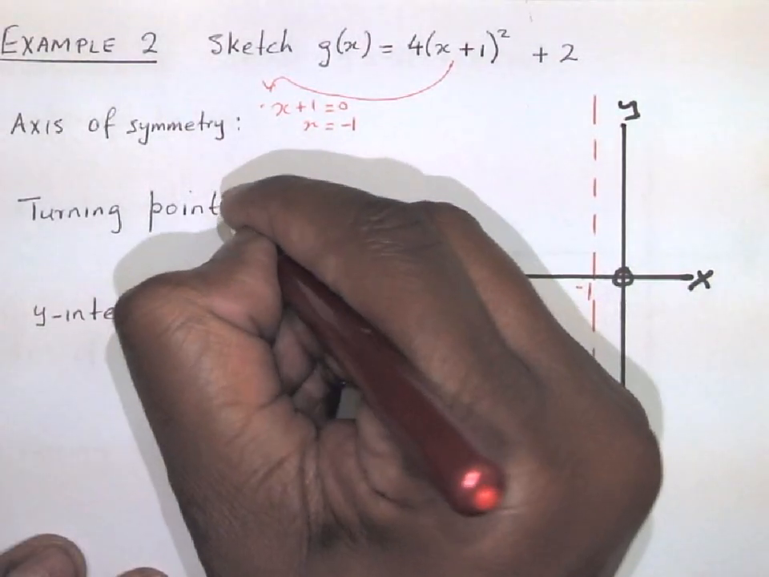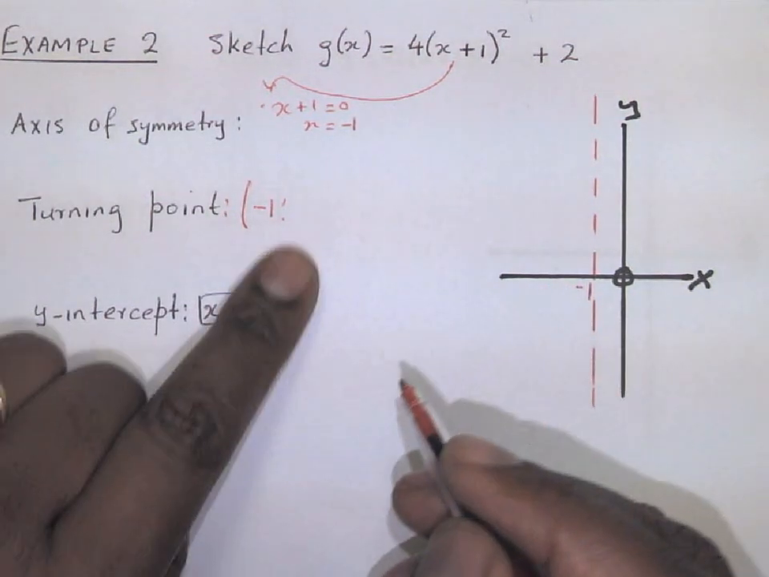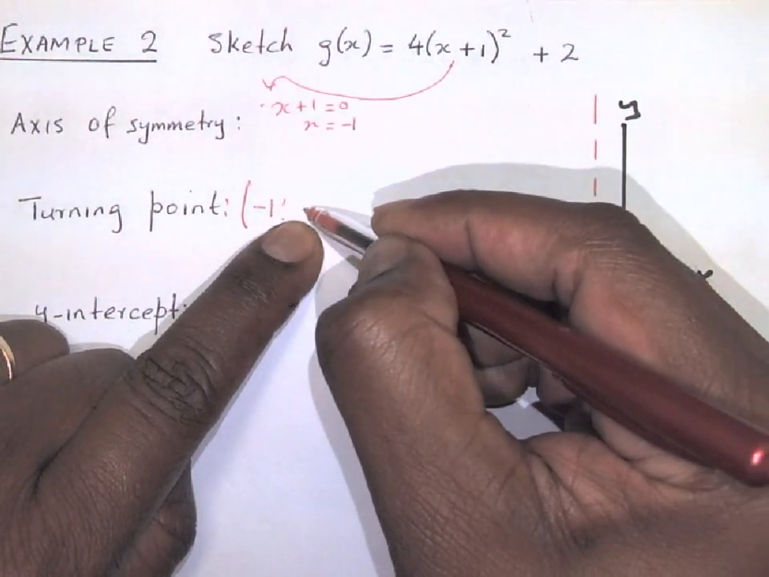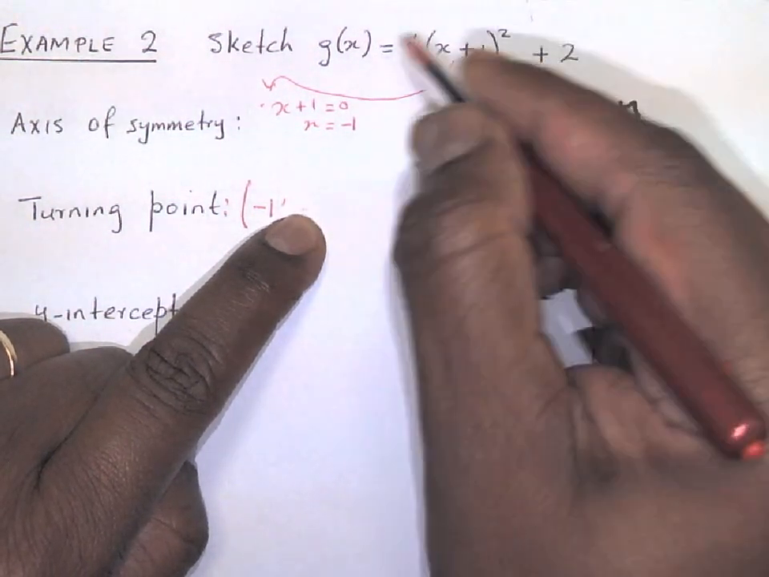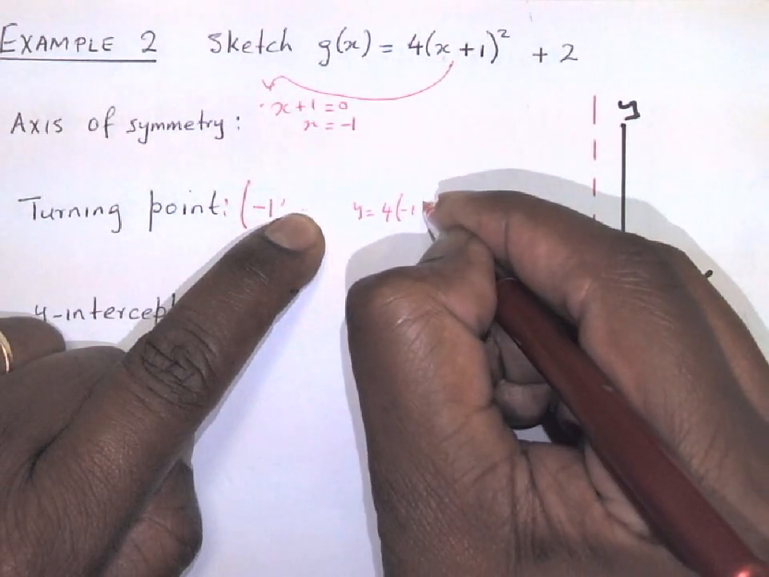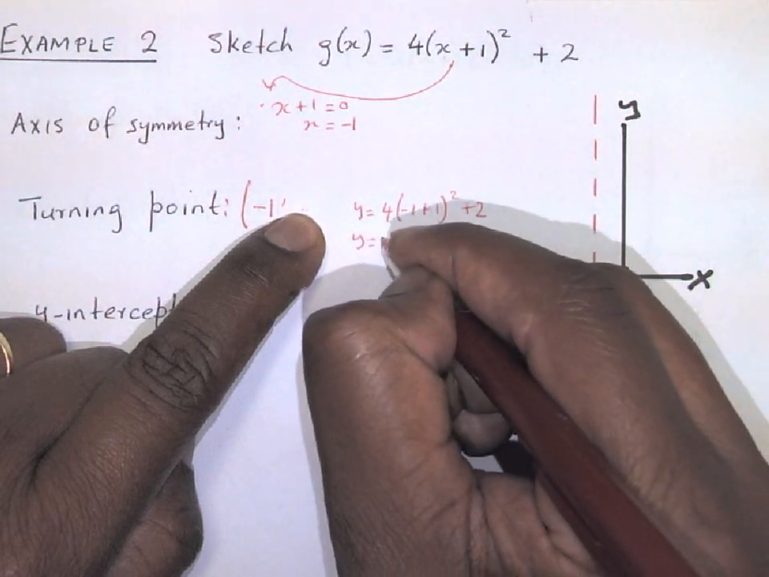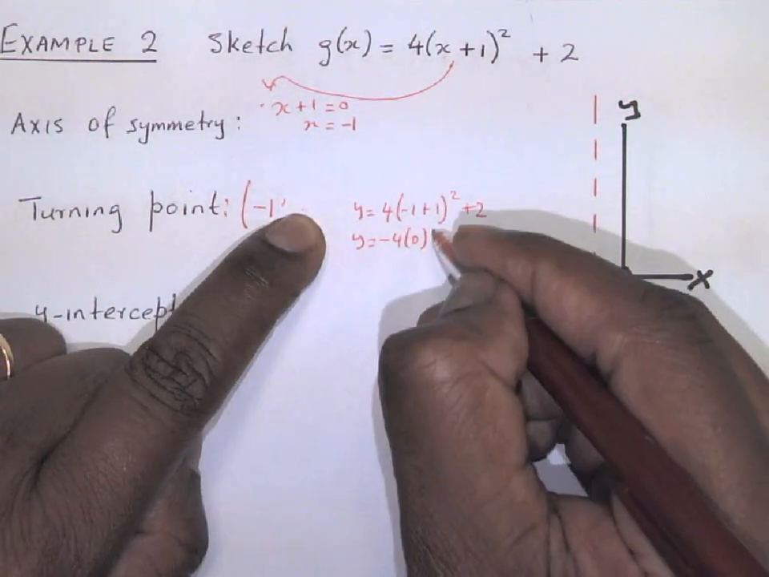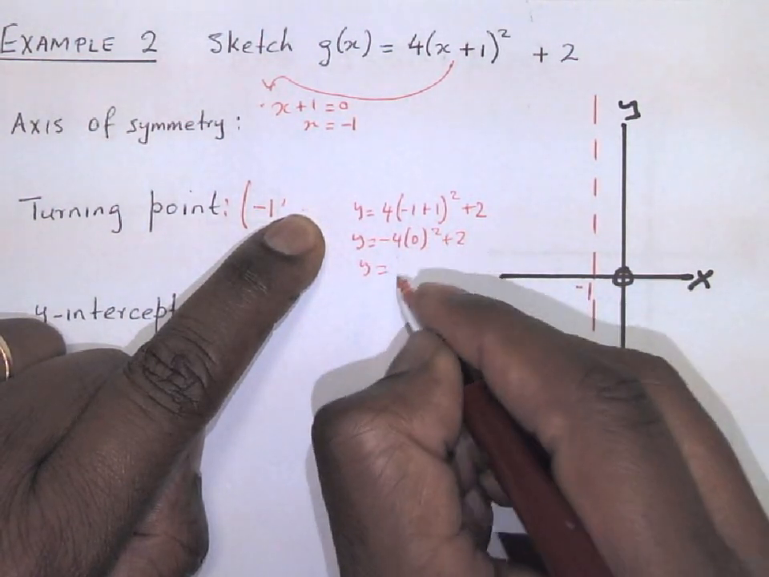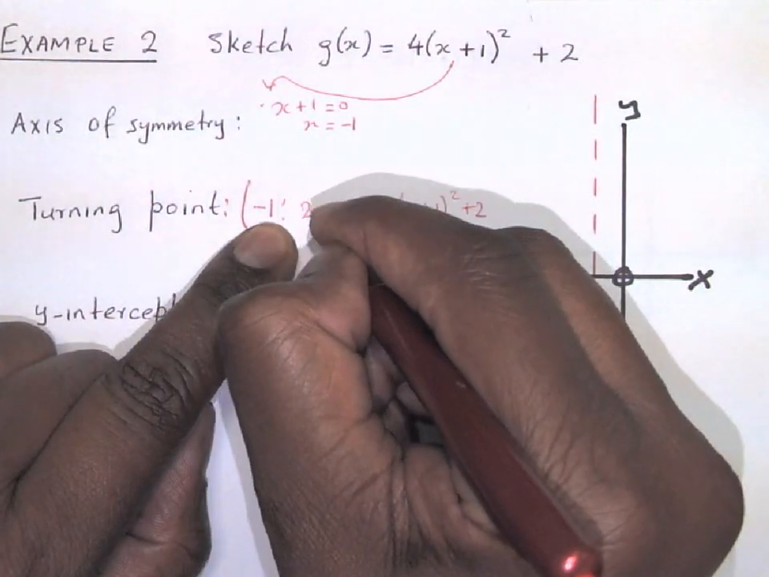So how do you find the turning point? We said you just put that x value, which is minus 1, and what is left is to find the y value. I'll put minus 1 in to find out what the y value is. So y is equal to 4 times (minus 1 plus 1) squared, plus 2. So y is equal to 4 times 0 squared, plus 2. 4 times 0 is 0, then plus 2. What's the answer? It is 2.